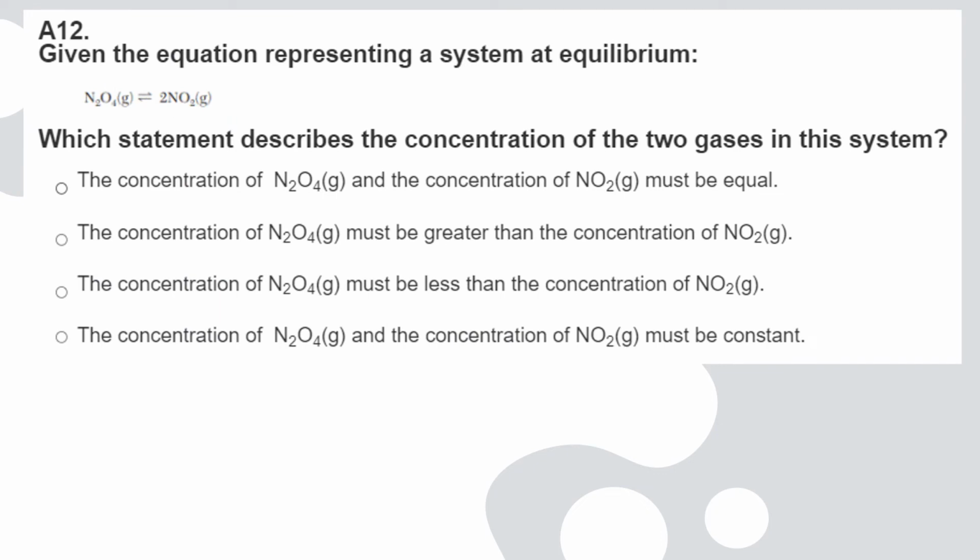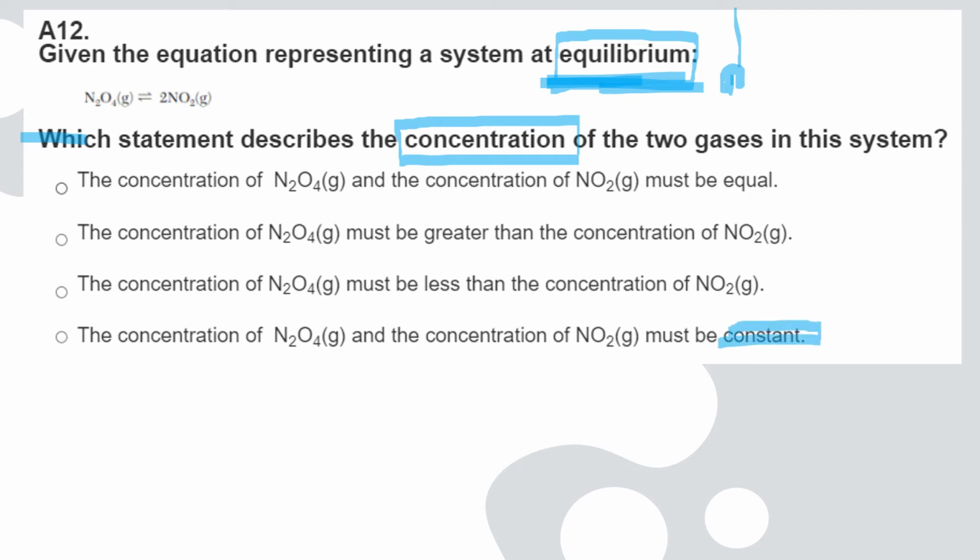All right, so let's look at this one. Which statement, again, we're going to skip all reading, right? Go straight to the question. Which statement describes the concentration of the two gases in this system? So concentration, I'm being asked to describe concentration. Look at this. It says it is at equilibrium. So it's helpful in this case to look back up here for a second. So what do you remember about concentrations at equilibrium? The concentrations must be constant. So this is the right answer.